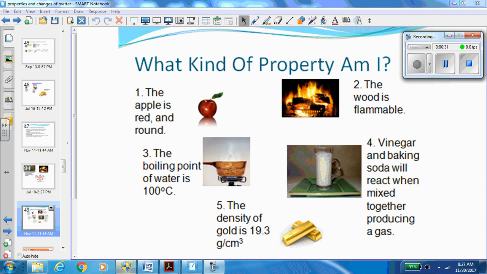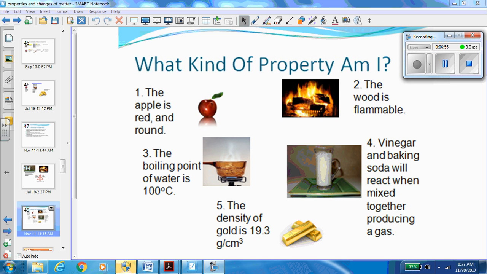Number one says the apple is round and red. If you said physical property for that one, that would be correct. That is something I can observe without changing matter's identity. Number two, the wood is flammable. That is a chemical property. That is something that I can only observe when matter changes its identity, because when you burn wood, you are not going to have the wood anymore. It's going to turn into ashes and smoke.